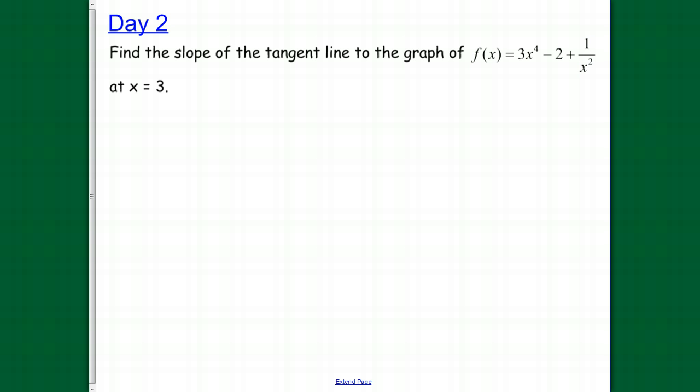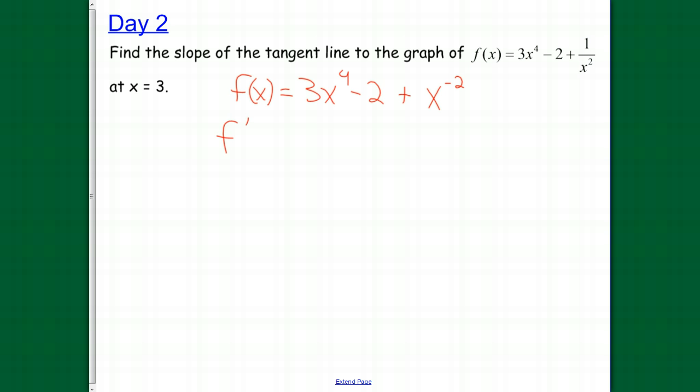So first thing we're going to do is rewrite function f. So it's 3x to the fourth minus 2. When I say rewrite it, I want it so every single term is just a power of x. So this is plus x to the negative second. All right, I don't want that variable in the denominator, so I'm going to bring it to the numerator, but that makes it a negative exponent.